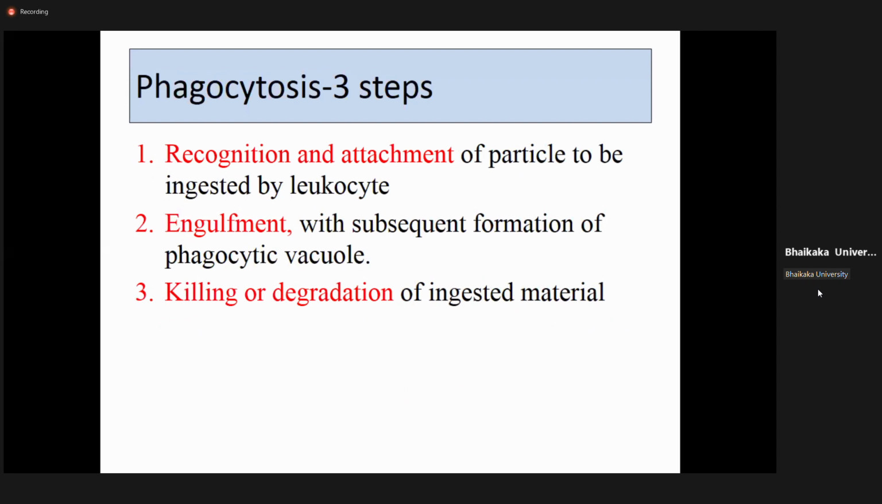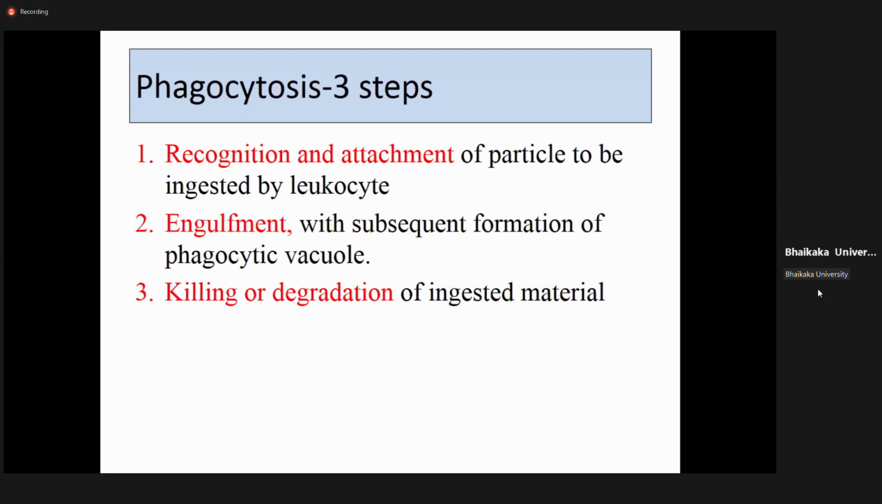Once the cells have reached the site of injury by the mechanism of chemotaxis, the next step is phagocytosis. Attracted leukocytes will try to destroy the offending agent. Phagocytosis again has 3 steps. First, the leukocyte will recognize and attach to the particle to be ingested. Once it gets attached to the particle, subsequently the particle will be engulfed by that leukocyte.